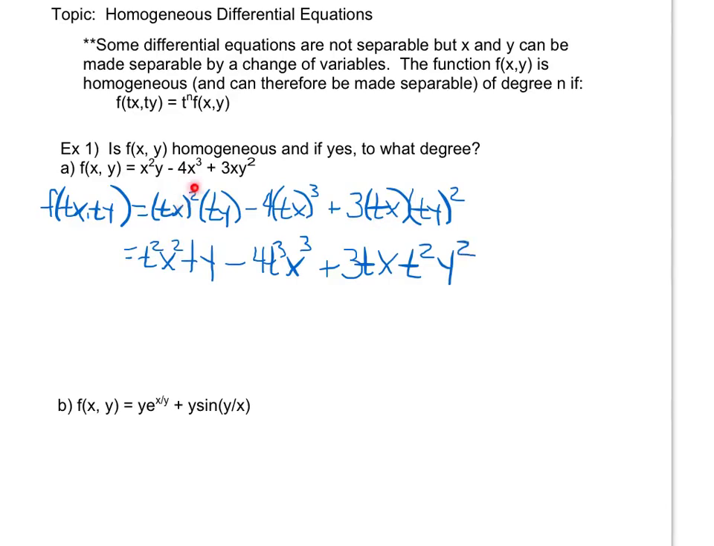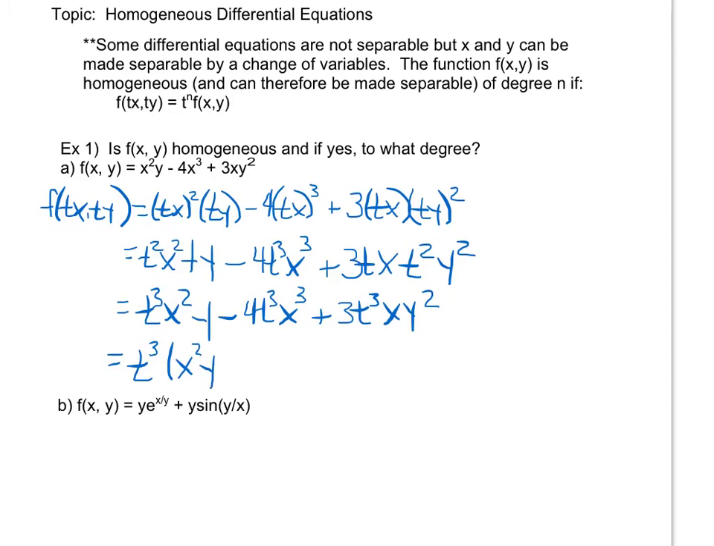So what did I do? I distributed this x squared, dropped these parentheses, they weren't necessary, distributed my cube, dropped these parentheses, and distributed my square. From here I can multiply my t's, giving me t cubed x squared y minus 4t cubed x cubed plus 3t cubed xy squared. Because every single term has a t cubed, I can factor my t cubed out, leaving me with x squared y minus 4x cubed plus 3xy squared.